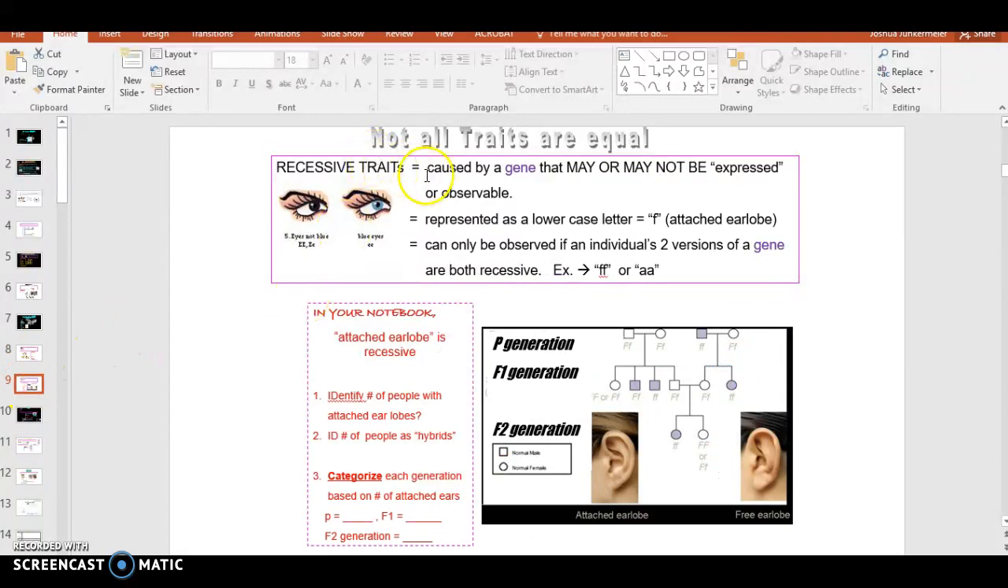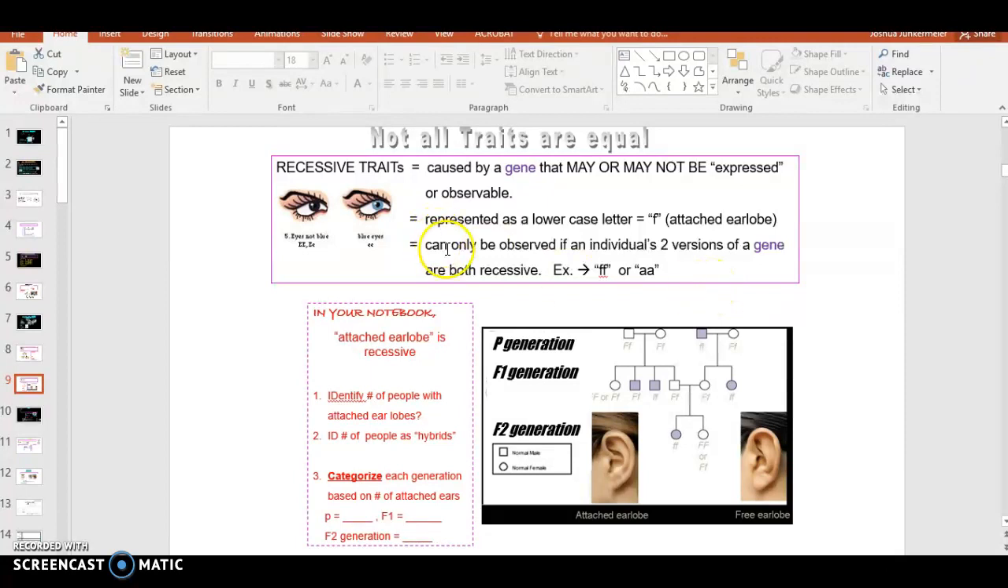Slide 9, recessive traits, caused by a gene that may or may not be expressed or observable. So if we say a gene is expressed, that means it shows up in what you can see in the person. And if you can't see a trait with somebody, it means it wasn't expressed. It's represented as a lowercase letter, so a little f in this example, for attached earlobes. And you can see this example right here, it's all F's. So the F letter is used to describe the gene that controls the earlobe trait.